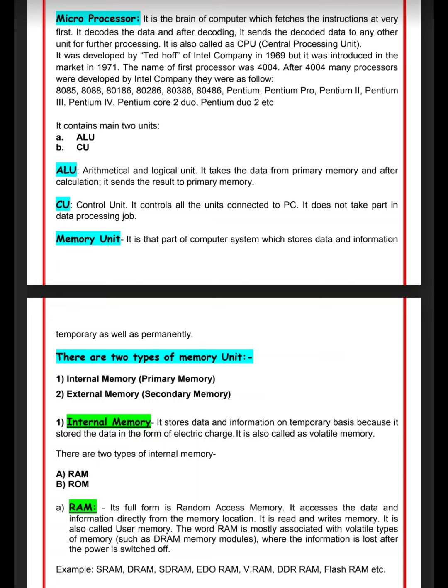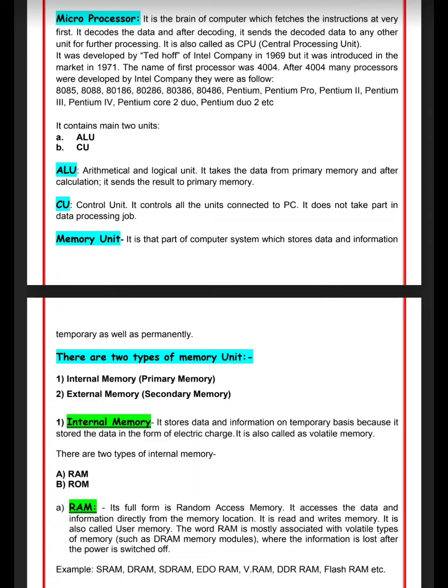It contains two main units, ALU and CU. ALU, arithmetic and logical unit. It takes the data from primary memory and after calculation it sends the result to primary memory. CU, control unit. It controls all the units connected to PC. It does not take part in data processing job. Memory unit.